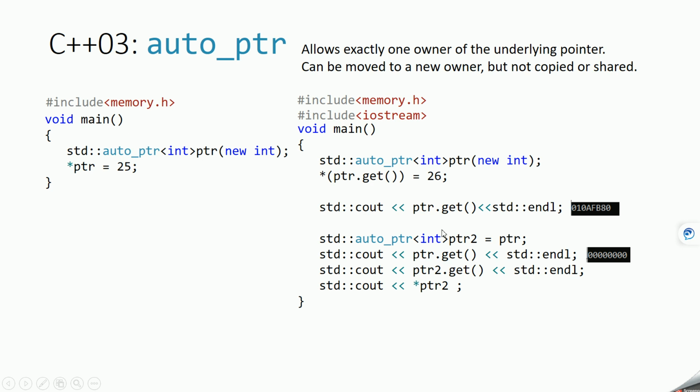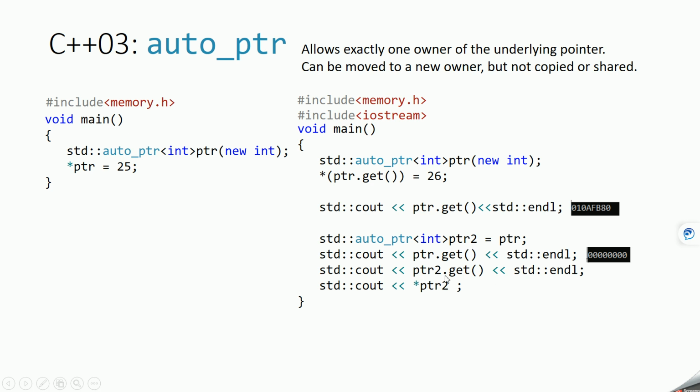So this is because auto pointer cannot be shared. Basically the memory can be owned by only one pointer. Okay, so this is how we'll say there is only one owner of the underlying pointer or memory. Okay, so this is the behavior of auto pointer, that only one owner is allowed. And also we know that it can be moved to a new owner. So here what is happening, this ptr2 is becoming the new owner.